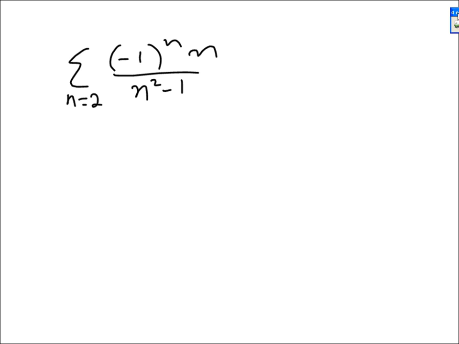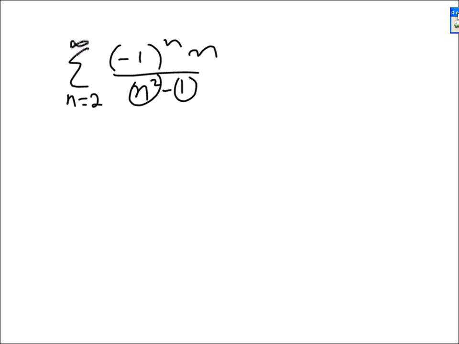Is the following absolutely or conditionally convergent? That is the question. So we have the summation of -1 to the n times n divided by n squared minus 1, and n starts at 2. You can't start at 1 because 1 squared is 1, take away 1 is 0. You'd have minus 1 over 0.